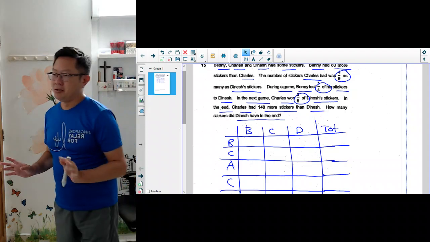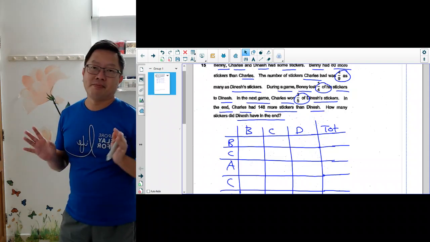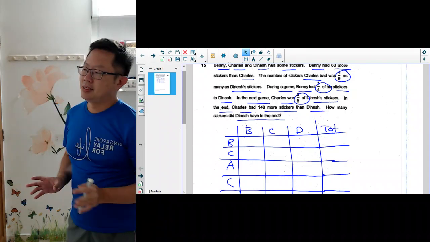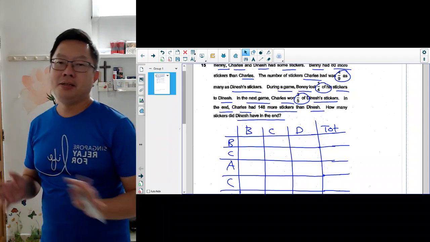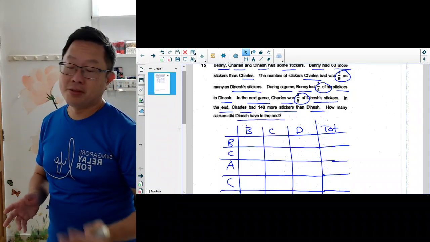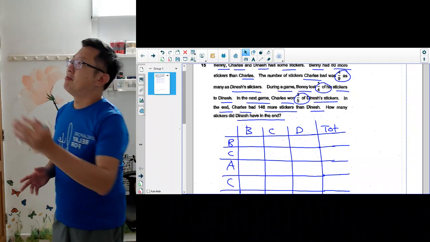Alright, and then what do we do? Okay, then you put the numbers inside. Right, so how do you put the numbers inside? It's something like model drawing. You start from the beginning to the end of the sentence, the end of the story. So you start from the first sentence.